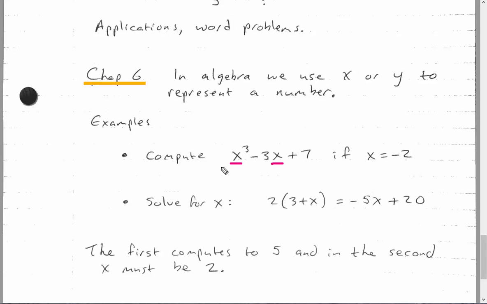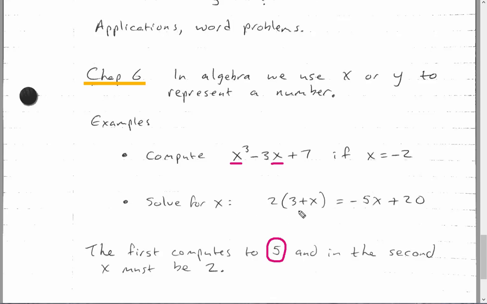Okay, and then we can work this out. A -2 to the power 3 is -8. Here we have -3 times -2, that's plus 6. -8 plus 6 is -2. And then add on the 7, we get 5. So that's called evaluating an algebraic expression. The answer is 5. So that's basic algebra.